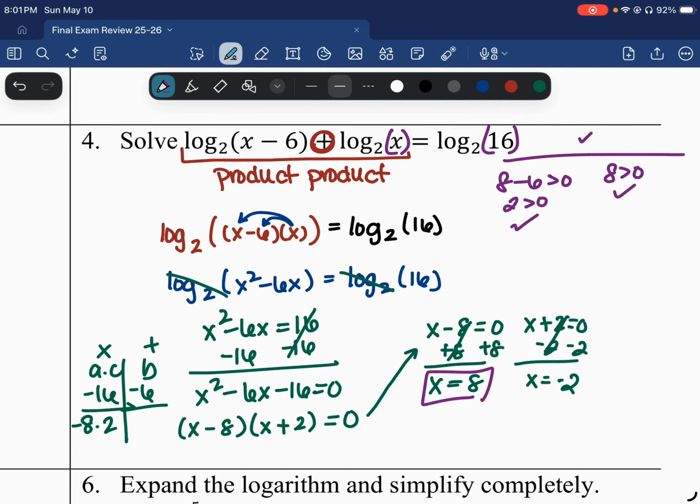Then start with negative 2. I'll do it in orange. So negative 2 minus 6 greater than 0. Negative 8 greater than 0. That is not true, which means that negative 2 is an extraneous solution. So the only solution we have for equation number 4 is x equals 8.